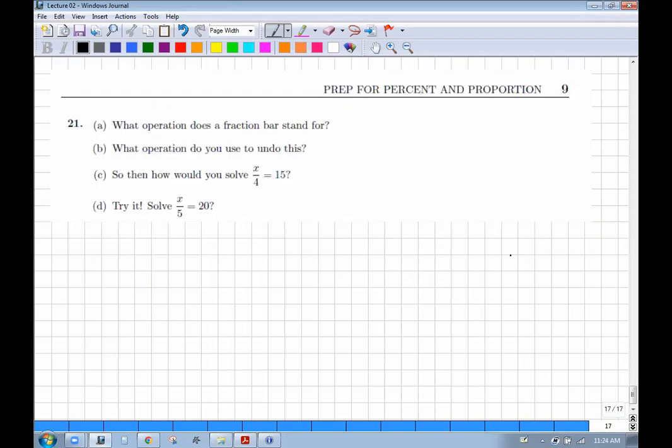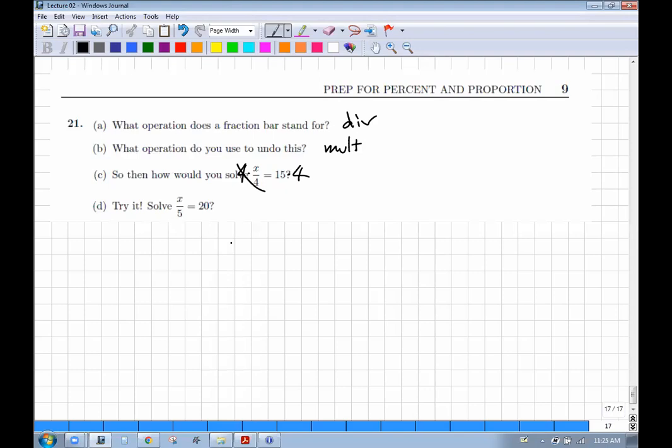All right, what operation does a fraction bar stand for? Well, division, right? What operation do you use to undo division? Multiplication. So how would we solve x over 4 equals 15? We'd multiply both sides by 4.